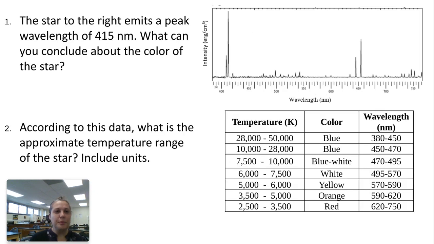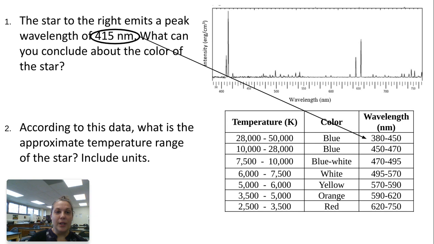Yay. Okay, so let's have an example. The star to the right emits a peak wavelength of 415. That's this highest line, or highest intensity. It's 415 nanometers. What can we conclude about the color of a star? Using our data table, we see the key information is 415 nanometers. On our data table, we want to find where that wavelength falls within the range. And we know that 415 falls between 380 and 450. So we're going to be using this row of our data table to answer the question.